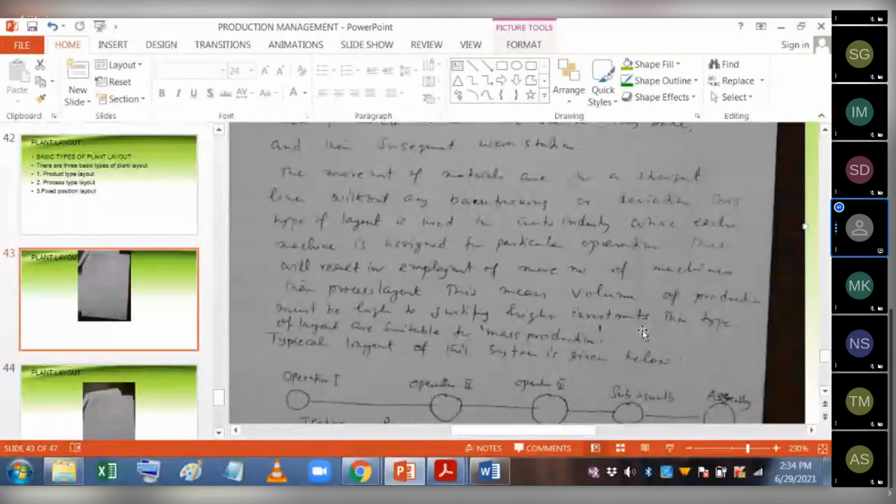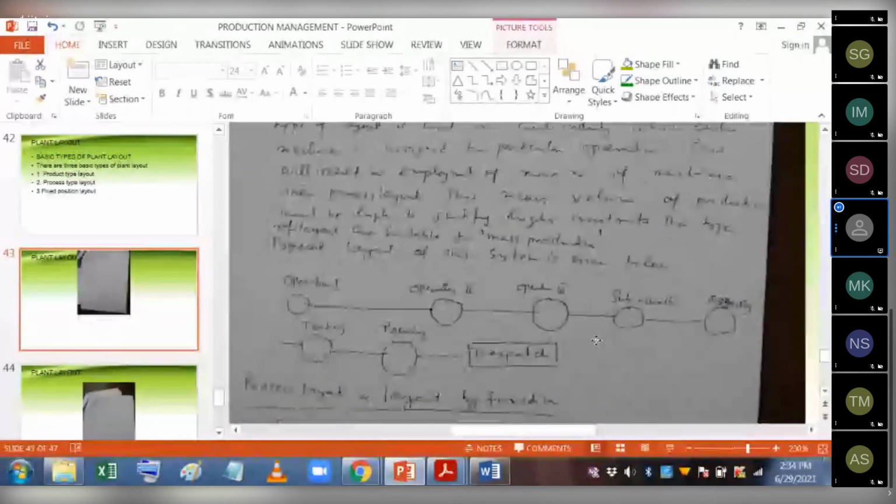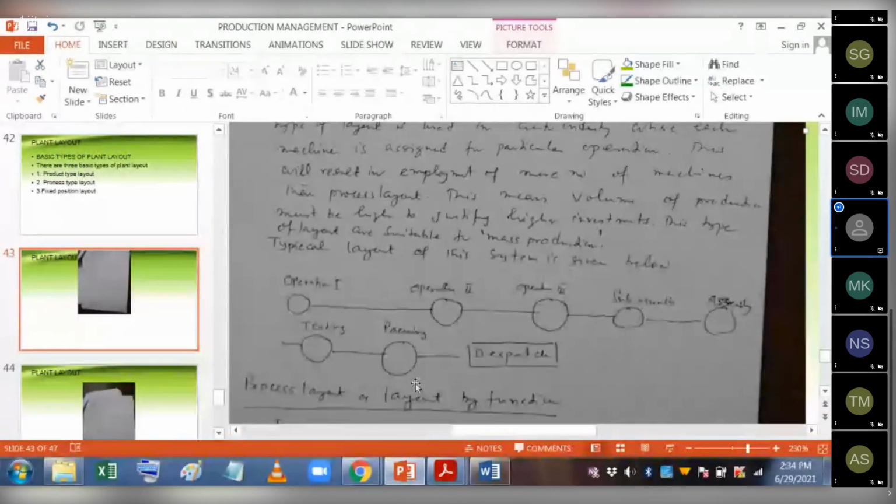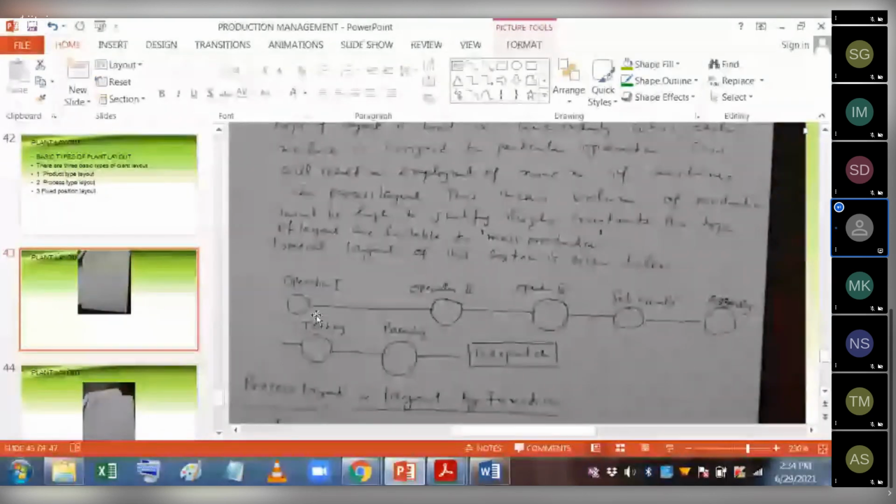So this type of layout is suitable for mass production. তার মানে product type layout is actually suitable for mass production only, because your line is dedicated to the product. That is why it is called product type. আমি একটা ব্লক ডায়াগ্রাম করে দেখিয়েছি এখানে. Typical layout is operation 1, that means workstation 1, workstation 2, workstation 3. Then you make a sub-assembly.